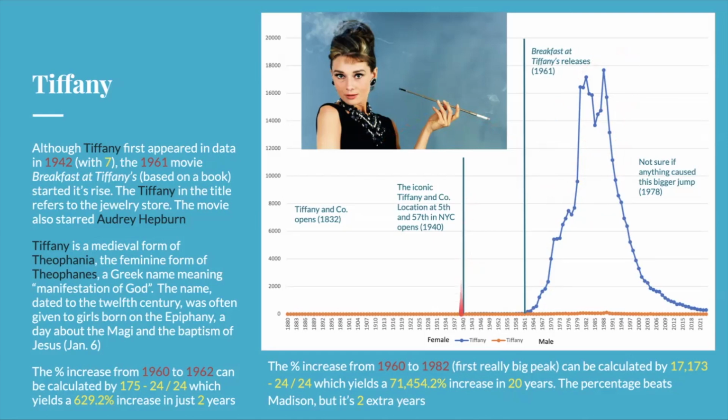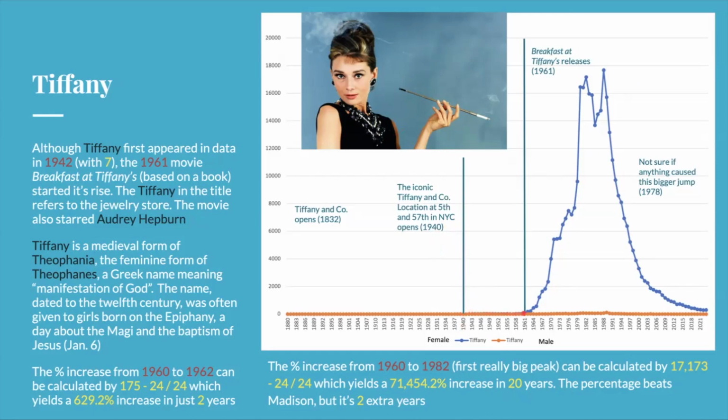So the name first appeared in 1942, but I think the reason it first appeared there is because, according to the Tiffany website, the iconic location at 5th and 57th in New York City opened in 1940. So, by those first 2 years, there were just less than 5. And then 1942, you have 7.